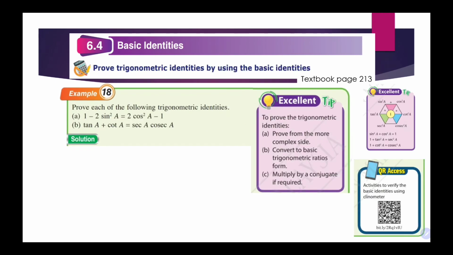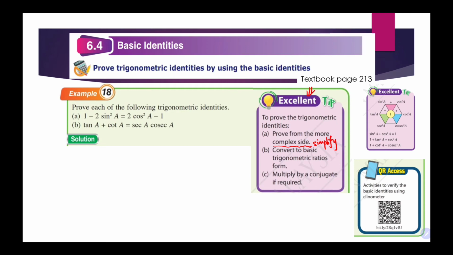Example 18. Prove each of the following trigonometric identities, A and B. Before we prove, check on the excellent tips on how to prove. To prove trigonometric identities, prove from the more complex side. Many of your mathematics questions always ask you to simplify. We are always taught to make things simpler, so if we start from the complex side, we have more chance to simplify things.